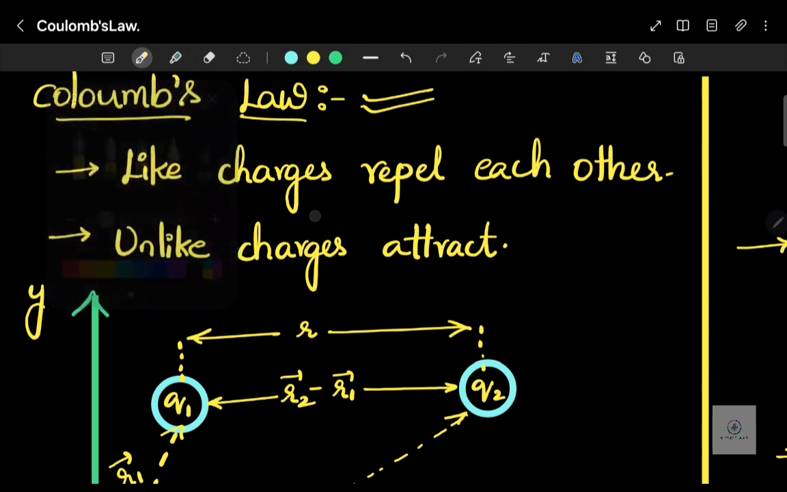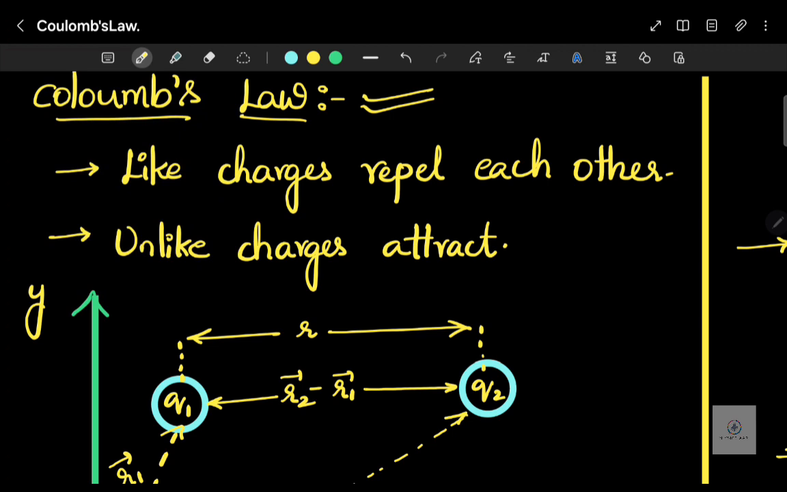This Coulomb's law is based on the properties of charges we discussed: like charges repel each other. Like charges means positive and positive, or negative and negative. If you take a positive charge and a negative charge, they are said to be unlike charges. What happens to unlike charges? They will attract each other.